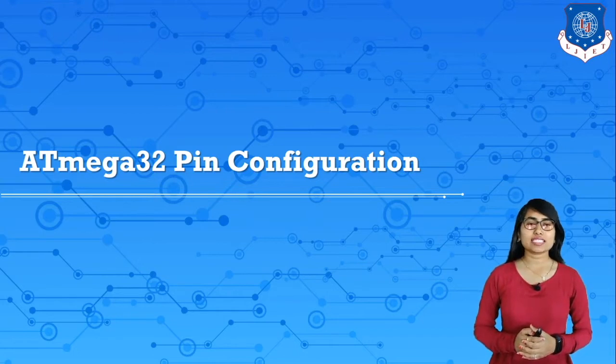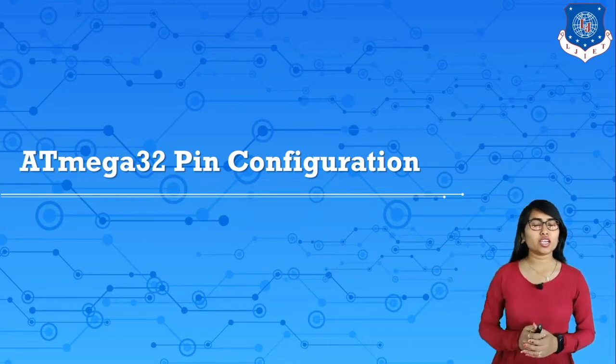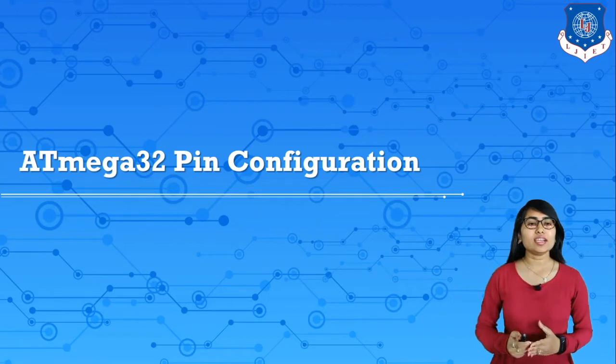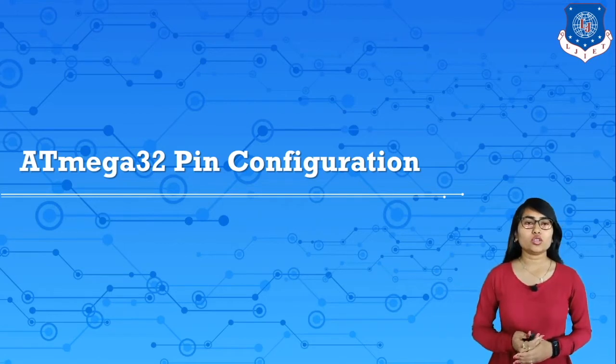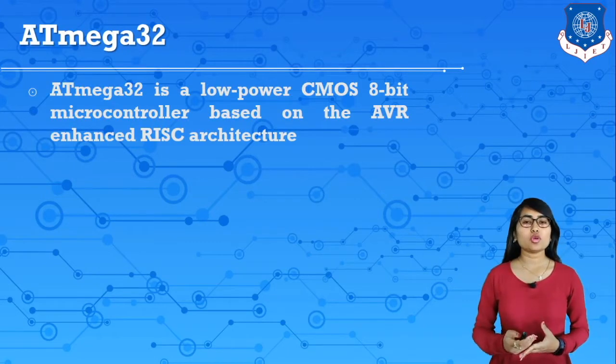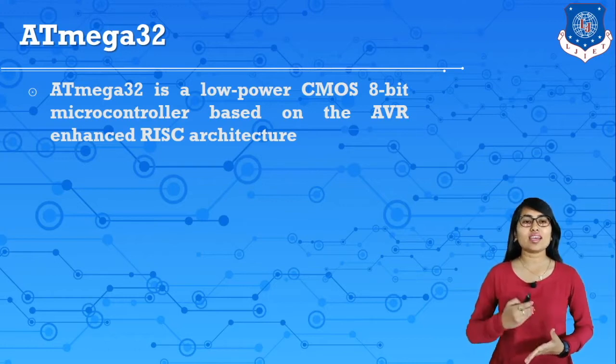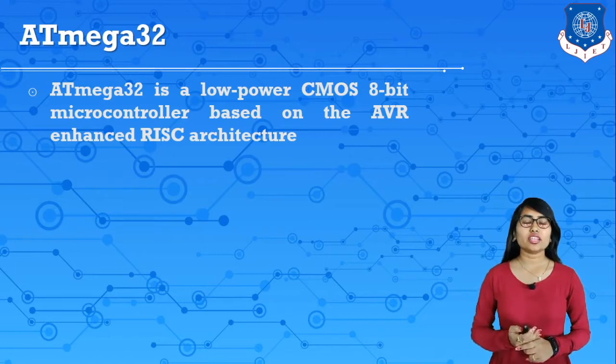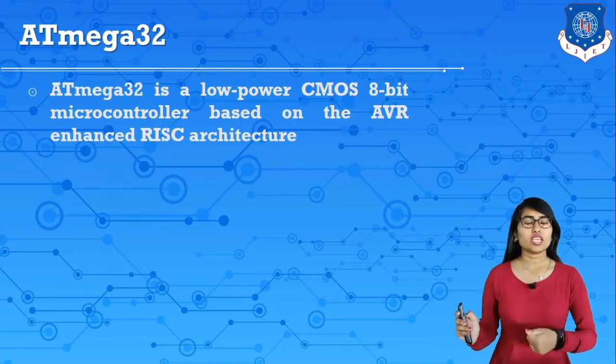Today we will discuss ATmega32 pin configurations. So let's start. What is ATmega32? ATmega32 is basically a low power CMOS 8-bit microcontroller based on the AVR enhanced RISC architecture. This ATmega32 is basically a microcontroller family of AVR.